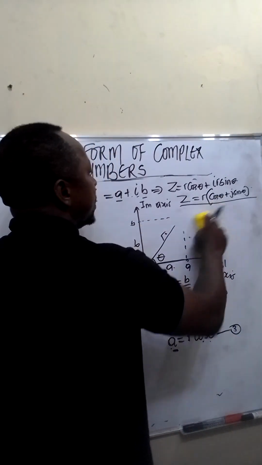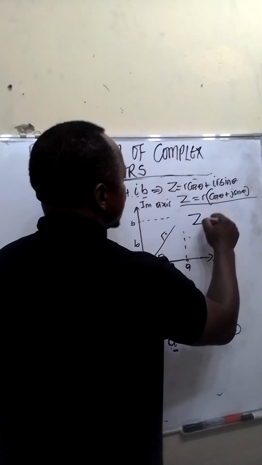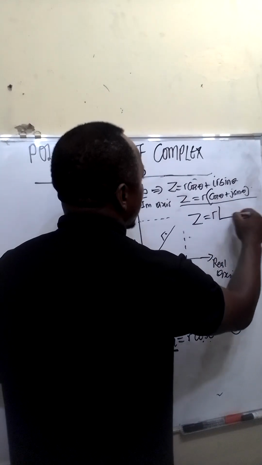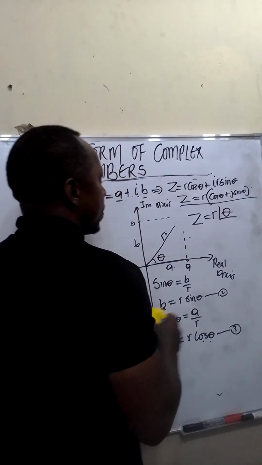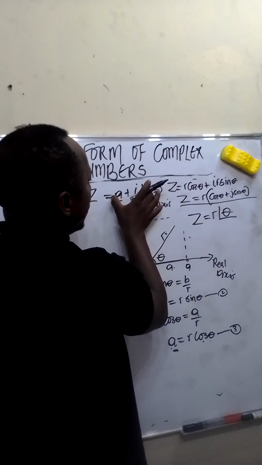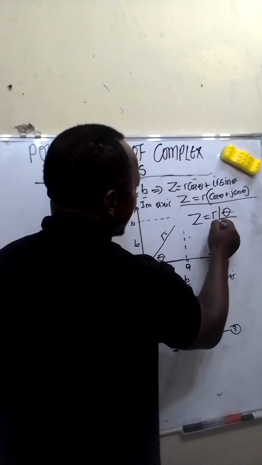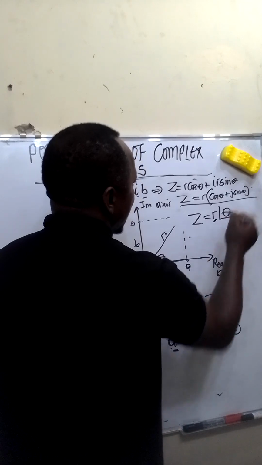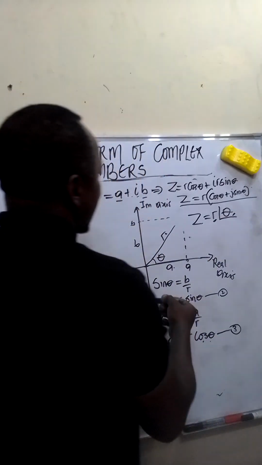This can also be represented as z equal to R angle theta. The polar form of a complex number expresses a complex number in terms of magnitude and angle.